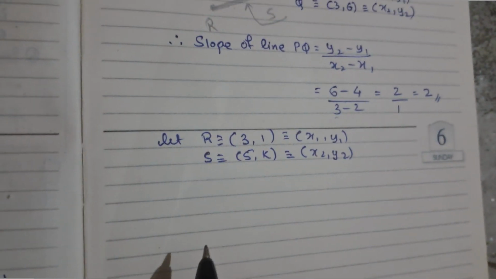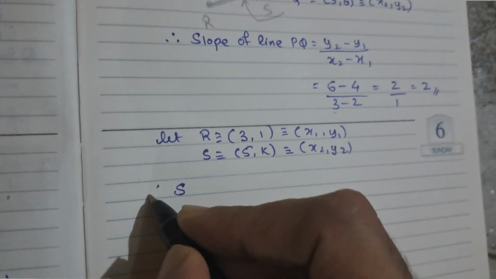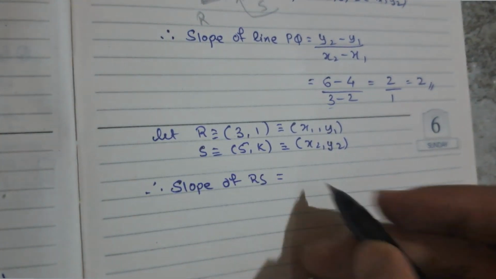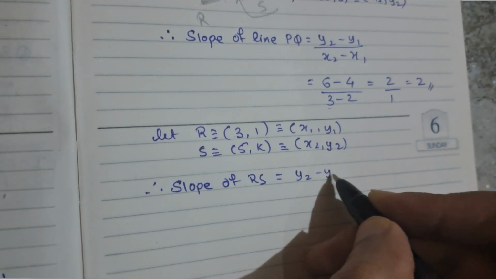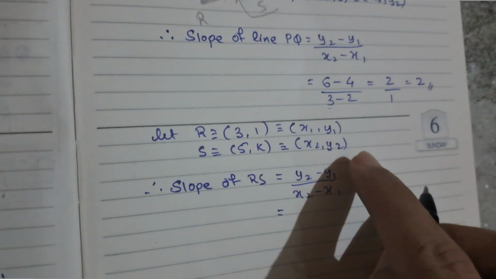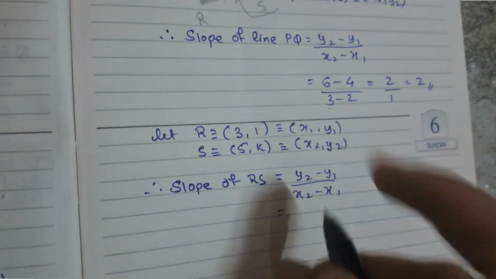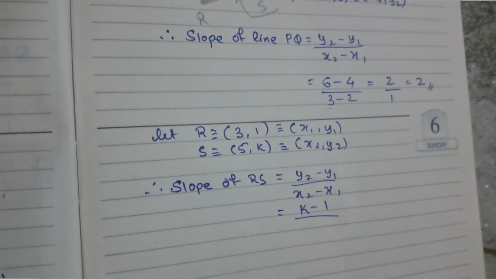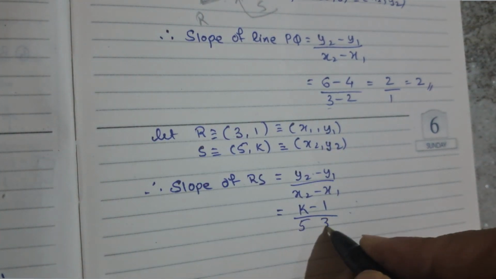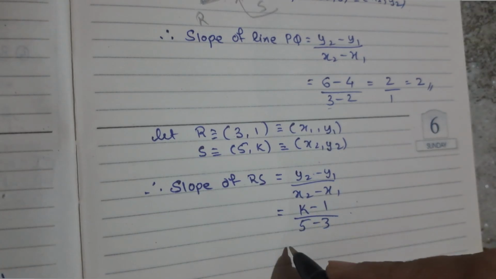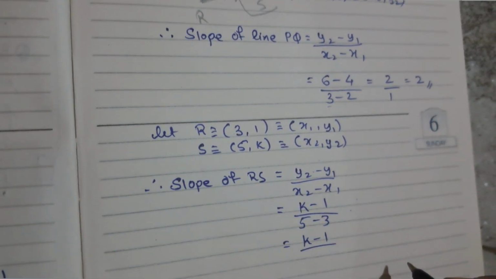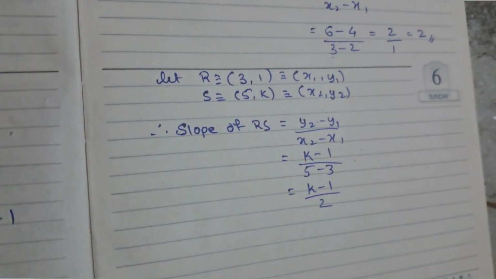And let's start with the slope of this line. Therefore, slope of this line RS is nothing else but the same thing, y2 minus y1 upon x2 minus x1. And let's put y2, y1 first of all. y2, y1 is k and 1, so k minus 1. Then x2, x1. x2, x1 is 5 and 3, so 5 minus 3. So k minus 1, I can't do anything, so it will remain k minus 1. But 5 minus 3 is how much? 5 minus 3 is 2, right? So this will become 2.